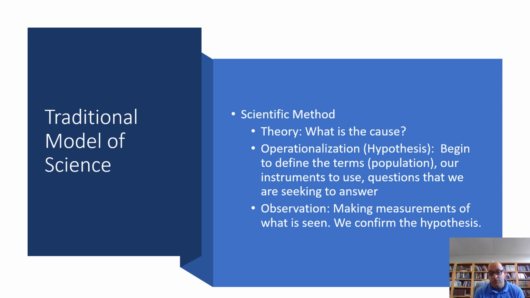So scientific method, you remember back in high school when you're working through your science course, we're looking at the theory, we're looking at testing a hypothesis, and it begins to define terms within your area or population, the instruments that you plan to use, the questions that you're seeking to answer from the body of literature. And then you're going to make those natural observations in order to confirm the hypothesis that you built around your theoretical perspective.